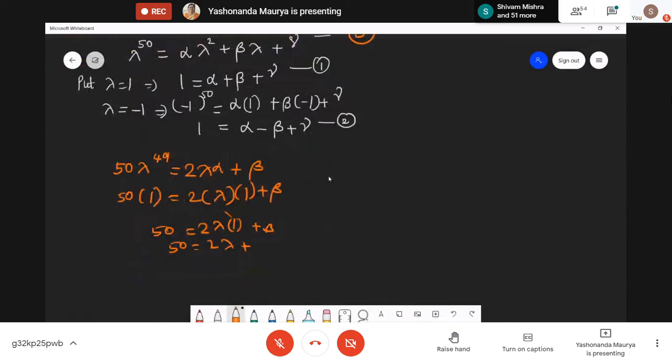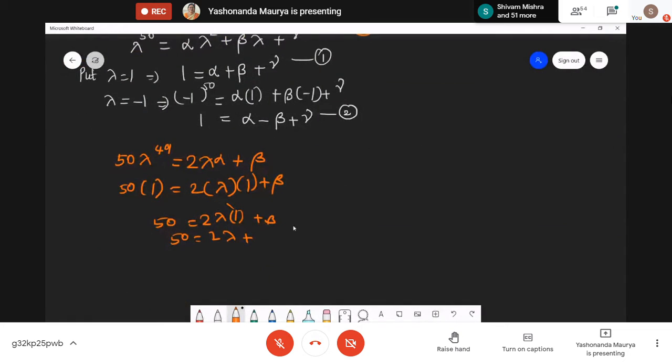What have I written? Why have I written lambda here? Lambda will not come. It will be 2 alpha. 2 alpha. Very good. So this will be alpha here. So it will be 2 alpha plus beta.